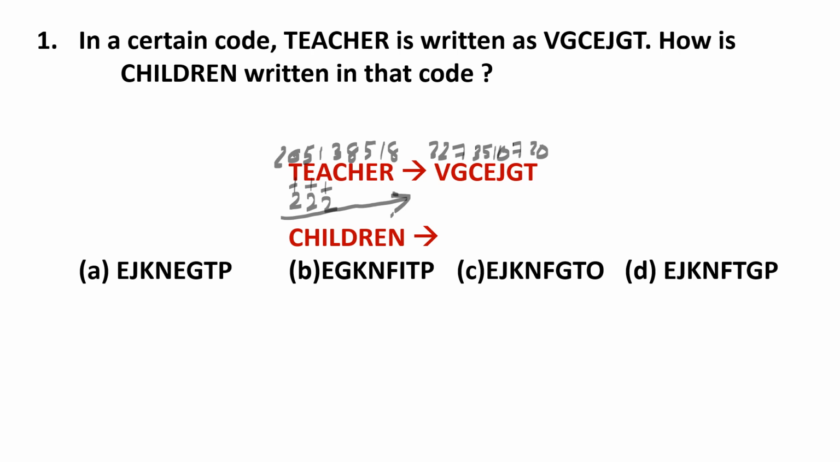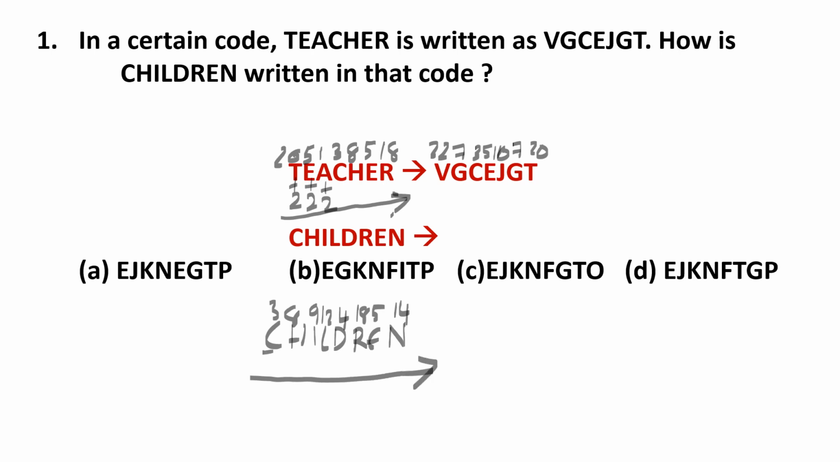Here also CHILDREN is there. The word CHILDREN is there. Write down the positions here. C is 3, H is 8, I is 9, L is 12, D is 4, R is 18, E is 5, N is 14. Now here from left to right, plus 2. From here onwards, from left to right, it is plus 2. It is plus 2 every time. For every letter it is plus 2.